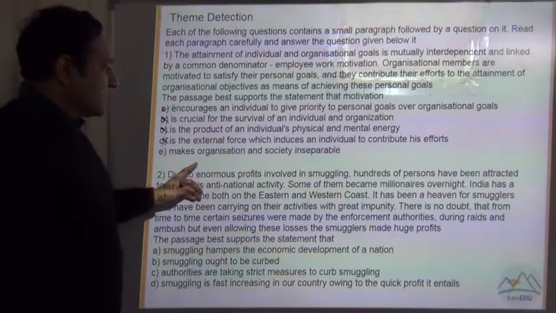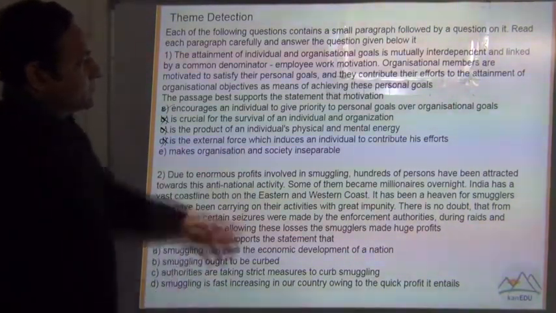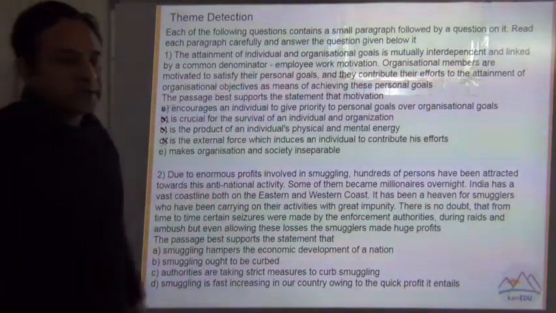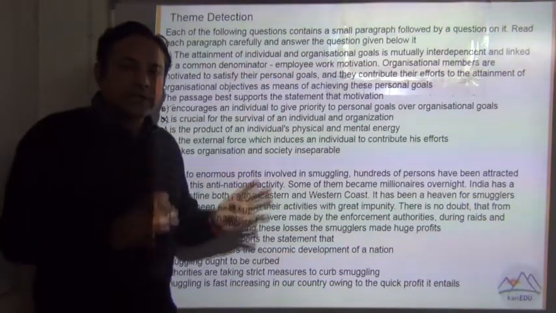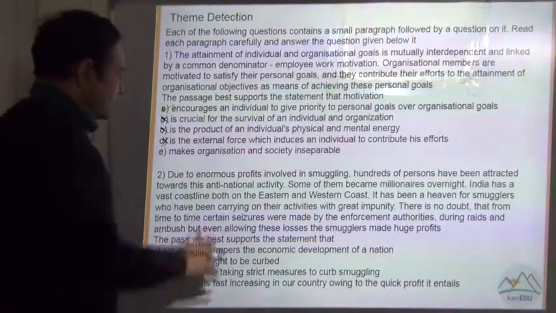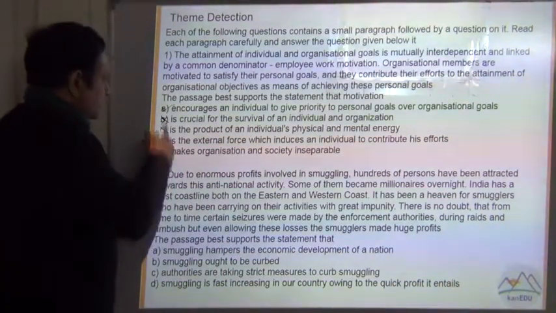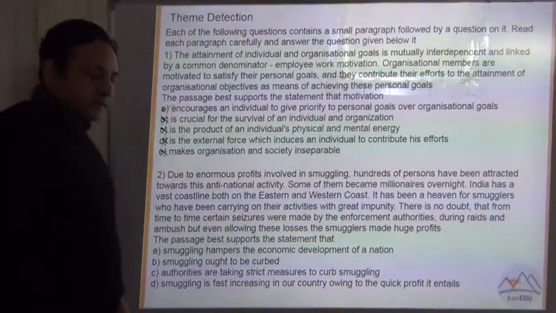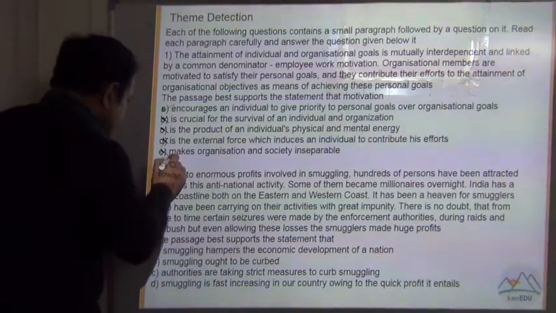And E. Motivation makes organization and society inseparable. There is no discussion about society. It's only talking about the organization and its employees. There is nothing about society. So the answer A is the best answer. The answer is A.